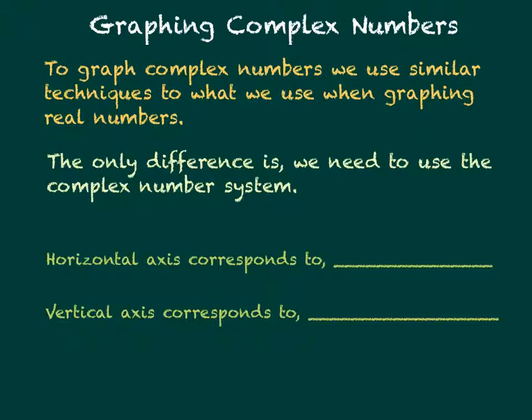Graphing complex numbers. To graph complex numbers, we use similar techniques to what we use when we graph real numbers. The only difference is we need to use the complex number system instead of the real number system. So when the horizontal axis on the real number system corresponds to the x-coordinate, in the complex number system it's going to correspond to the real part of the complex number. And the vertical axis, which in the real number system corresponds to the y, is going to correspond to the imaginary part.